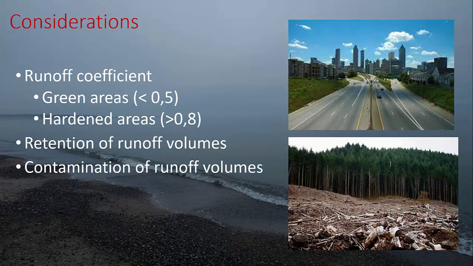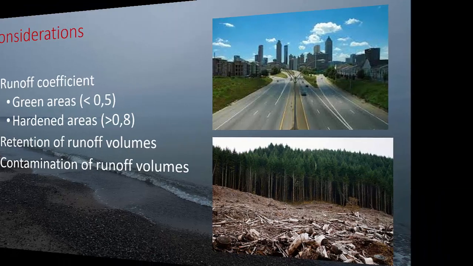On the pictures on the right hand side, you see asphalt, you see green areas, you see deforestation, and you see forest. Depending on where the rain comes, it will carry different amounts of pollutants. On the road, you will have more pollutants. On the deforestation, you will have more pollutants, but maybe a different kind of pollutant.